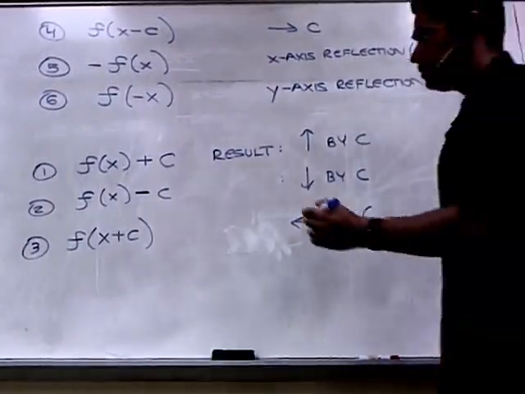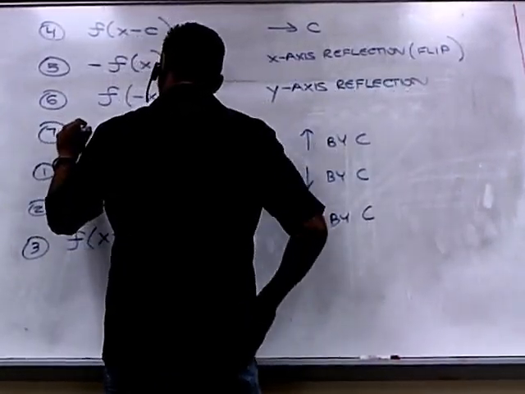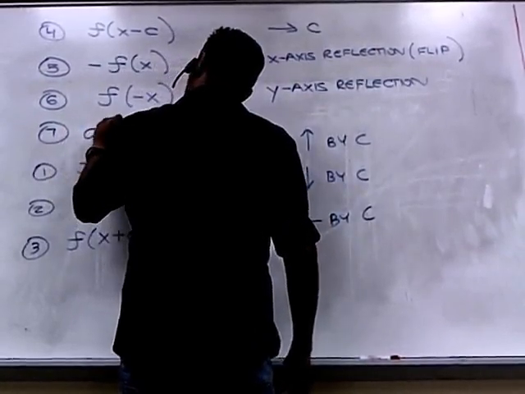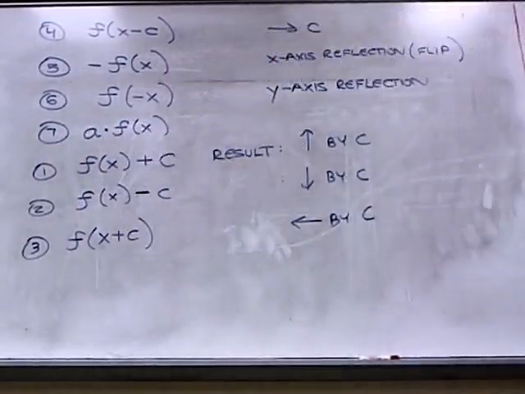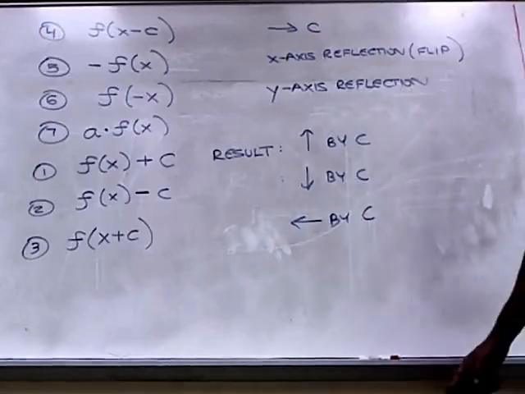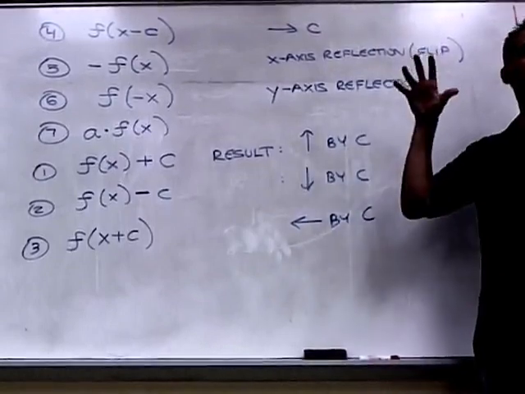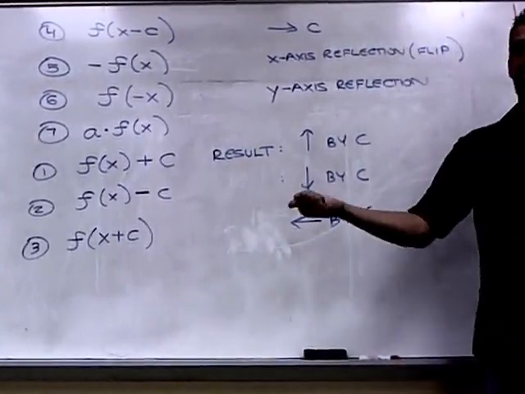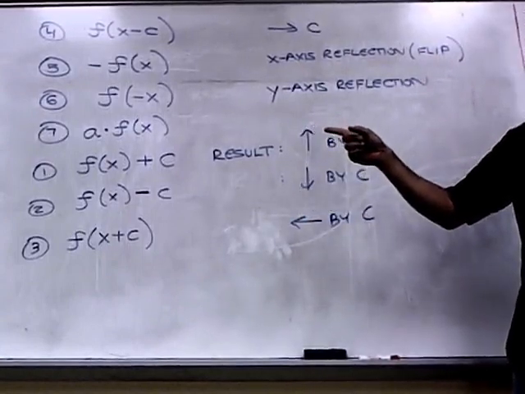Last thing, 7. If I put a number, I'm going to use a, and I multiply it in front of the function. This is the hardest one, okay? If I multiply the function by a number, then one of two things happens. It either stretches my function out vertically or it stretches it out horizontally. And it all depends on how big that number is.